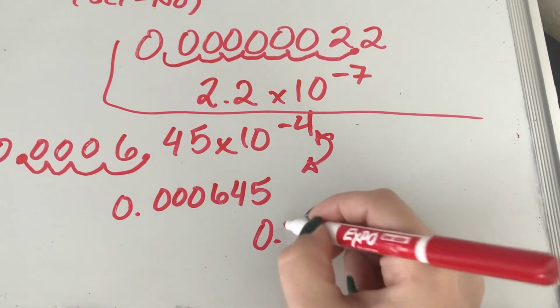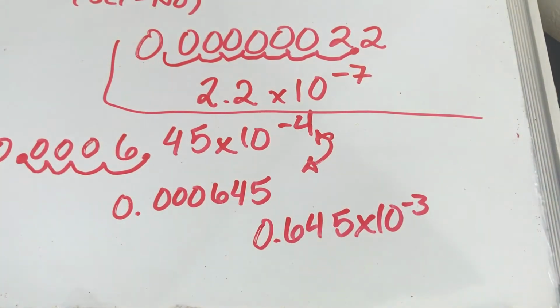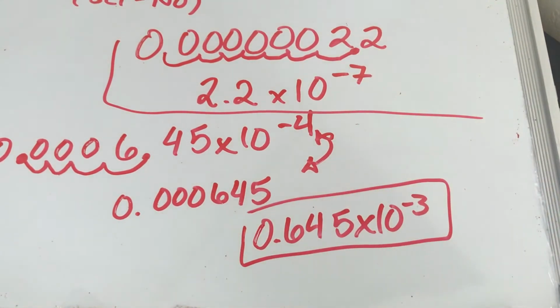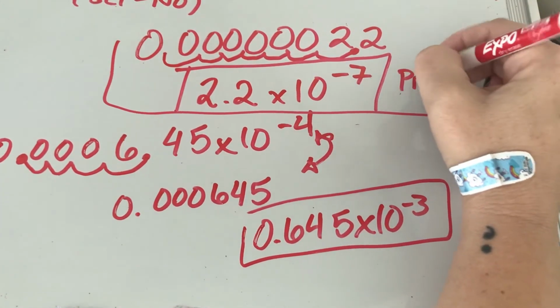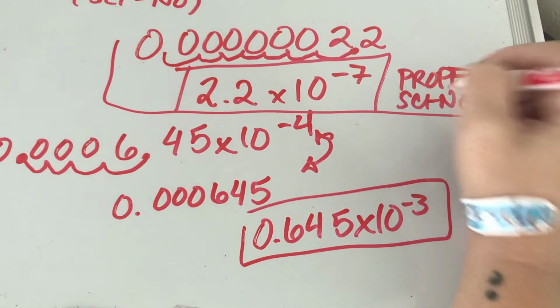So let's say that I had that number, right? Can you guys still see that all three of those numbers are the same number? Right? So this number is still written in scientific notation, but it's not proper scientific notation. So this is an example of proper scientific notation. Okay?